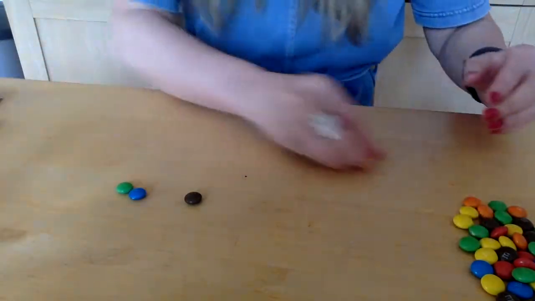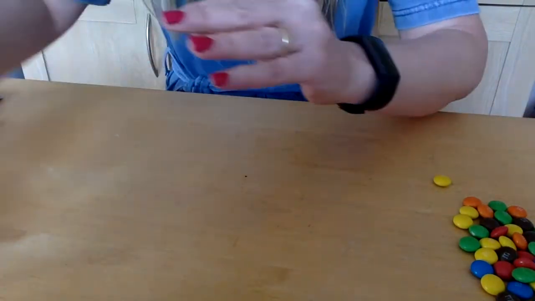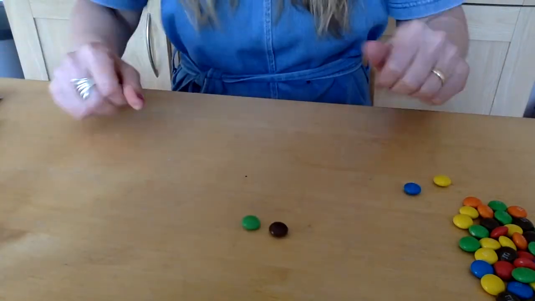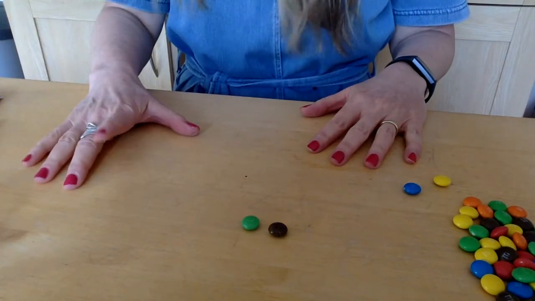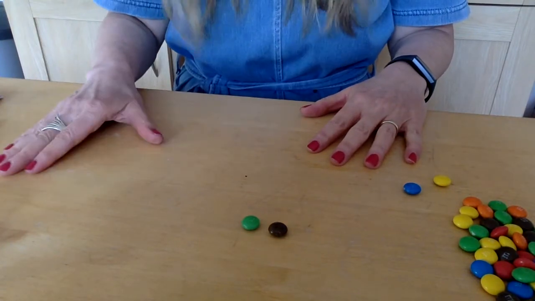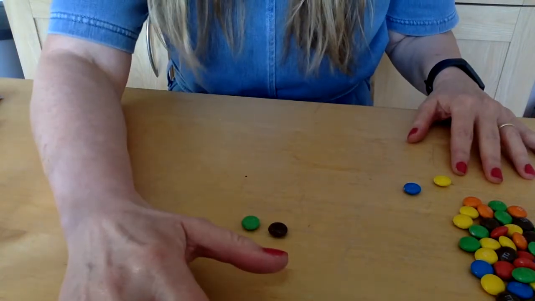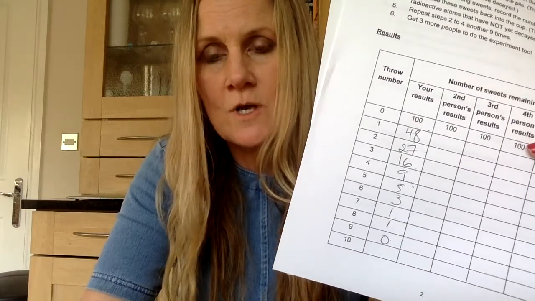Oh, one's decayed. So it'll be 3 for the next time. And this is what tends to happen towards the end of your experiment. So you keep going either until you get to 10 or until all your sweets have decayed. Okay, so these are my results. It didn't take me 10 goes.